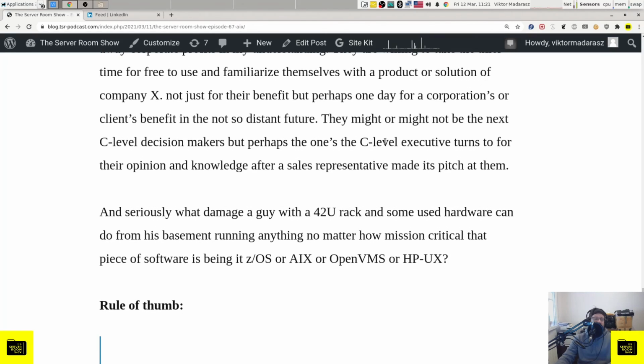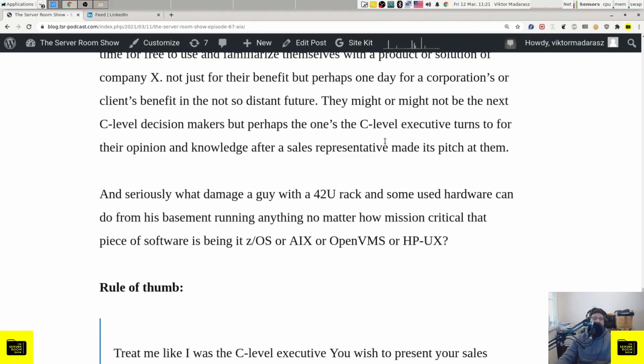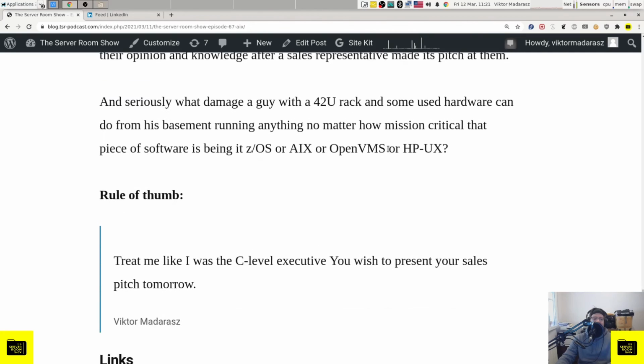And seriously, what damage can a guy with a 42U rack and some used hardware do from his home or his basement, running anything, no matter how mission critical that piece of software is? Does anyone seriously think that I could hurt anyone's profit or anyone's chance for any profit if I run z/OS, AIX, OpenVMS or HP-UX in my own home lab for my own amusement at home? I seriously don't think so.